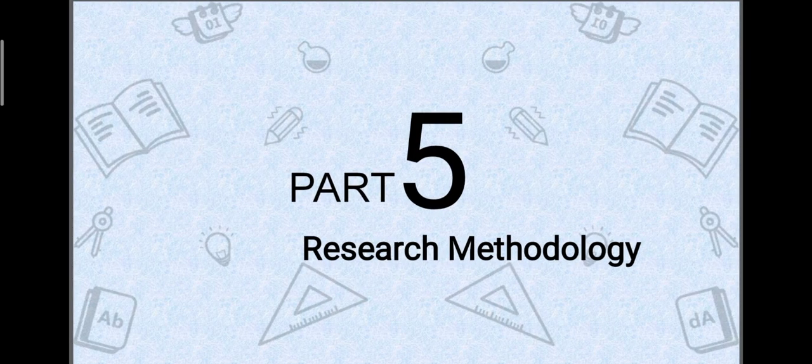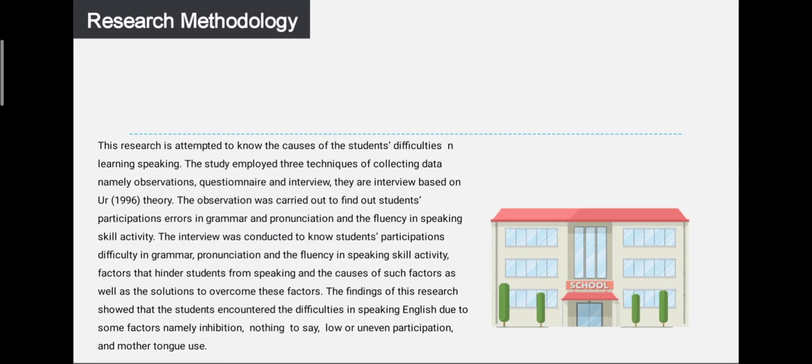Part 5 is about research methodology. This research is an attempt to know the causes of the students' difficulties in learning speaking. The study employed three techniques of collecting data, namely observation, questionnaire, and interview, based on Ur's 1996 theory. The observation was carried out to find out students' participation and errors in grammar, pronunciation, and fluency in speaking activities. The interview was conducted to know the participants' difficulties in grammar, pronunciation, and fluency in speaking, the factors that hinder students from speaking, the causes of such factors, and the solutions to overcome these factors.